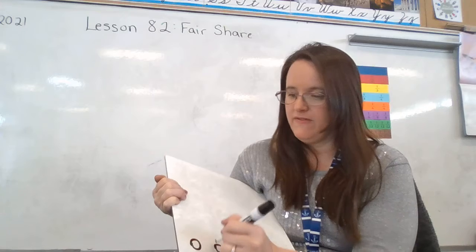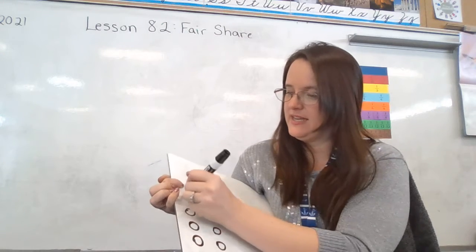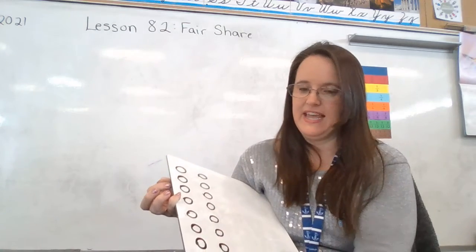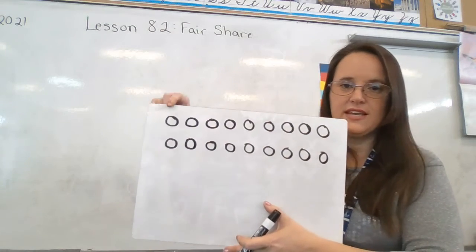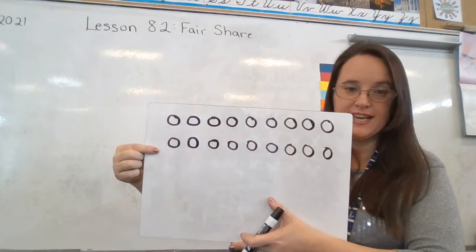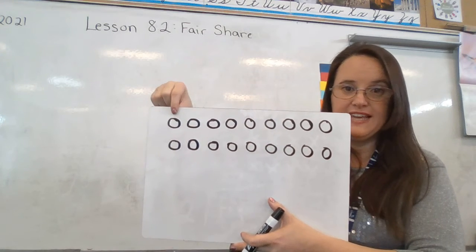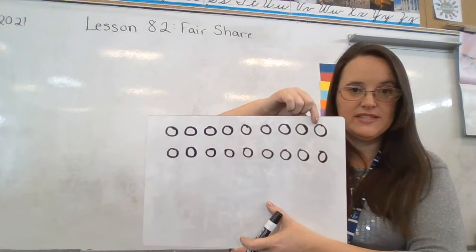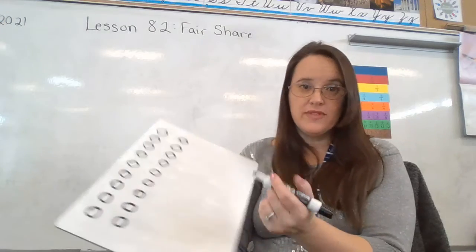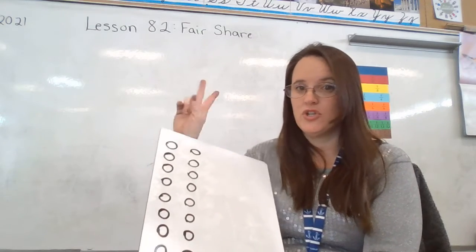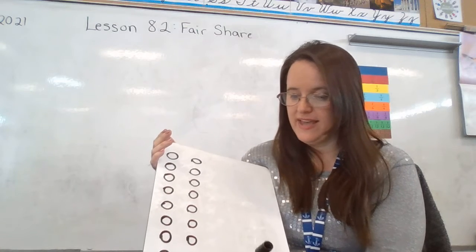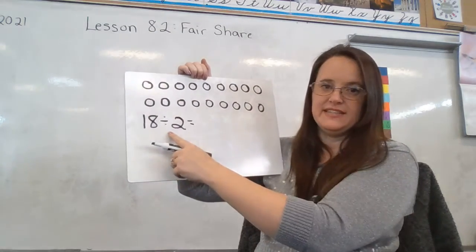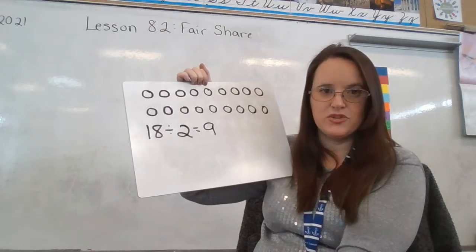1, 2, 3, 4, 5, 6, 7, 8, 9, 10, 11, 12, 13, 14, 15, 16, 17, 18. There's my 18 students, 1 group, and then the second row is my second group. So I can count to find the answer. 1, 2, 3, 4, 5, 6, 7, 8, 9 students in each group. But they also wanted us to show this using numbers and symbols 2 ways. So the first way is I started with 18. I divided by 2. Start with 18, divide by 2. And I got 9 in each group.